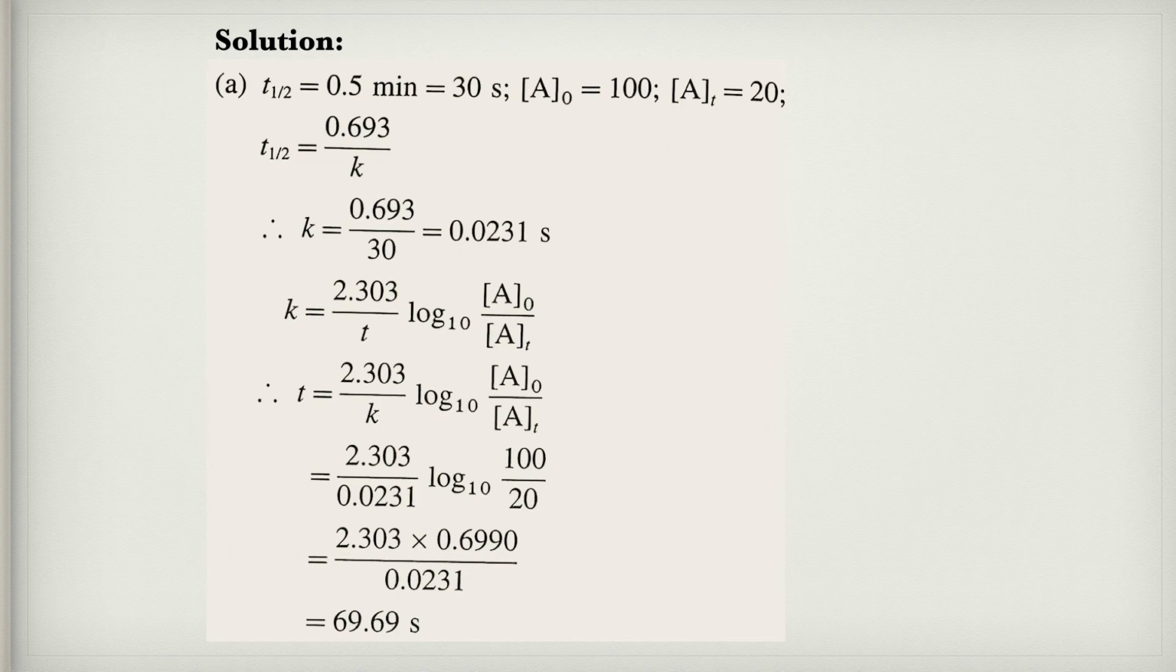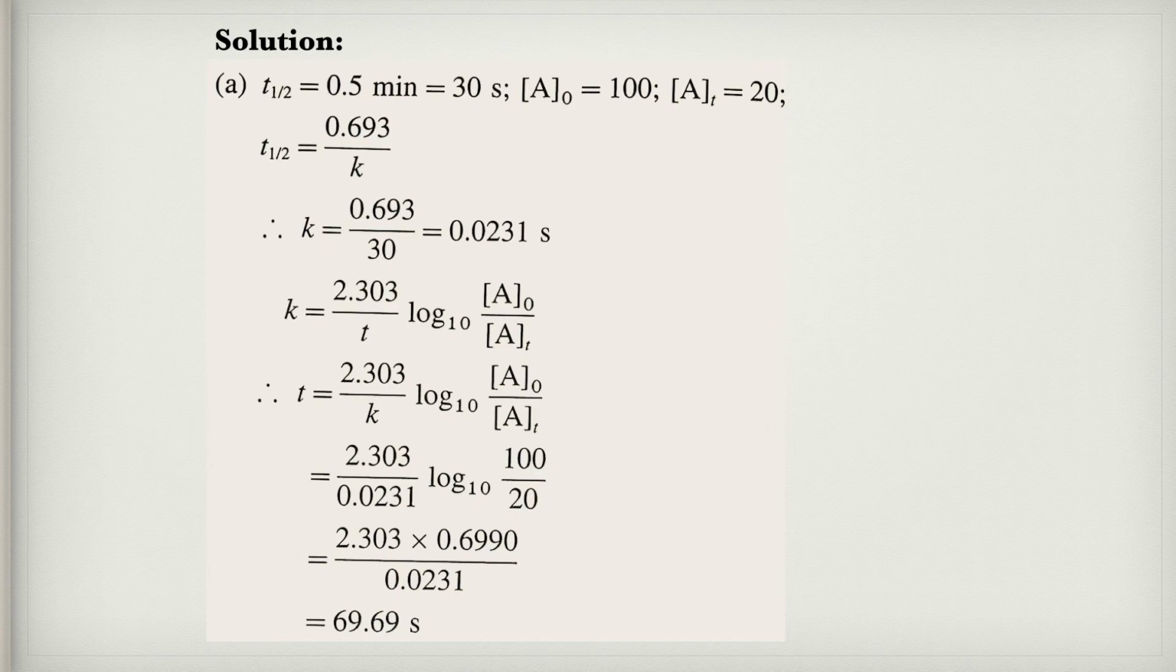Okay, so by knowing the T half equation I can find out the value for K. T half is equal to 0.693 upon K. So I will substitute the value and I'll get the answer as 0.0231 seconds. Okay, and next thing is, once I get the rate constant value, I am going to substitute this to find out the value for T.